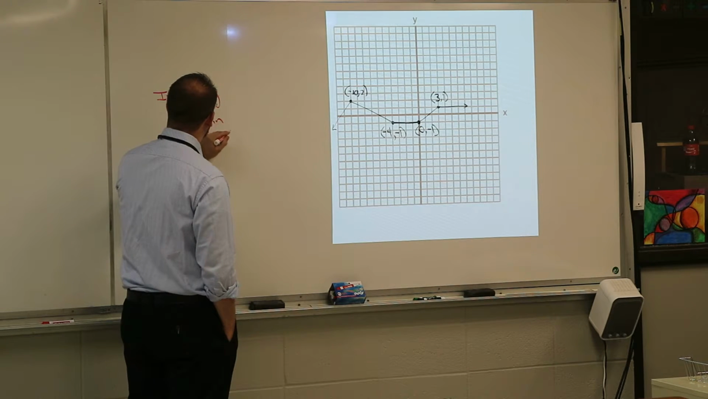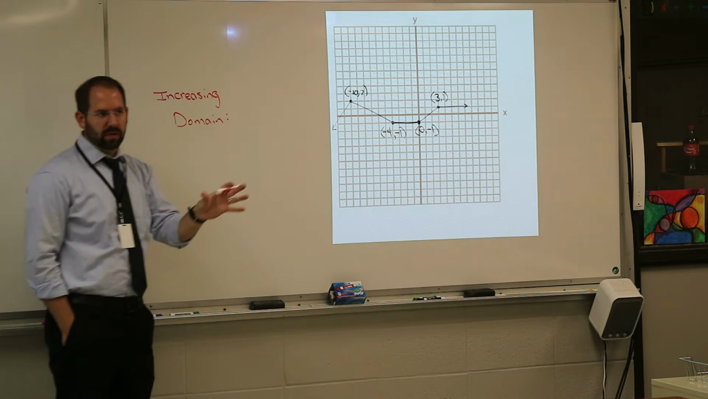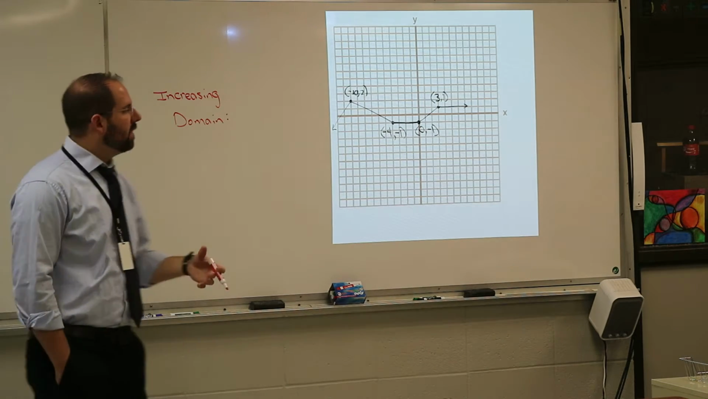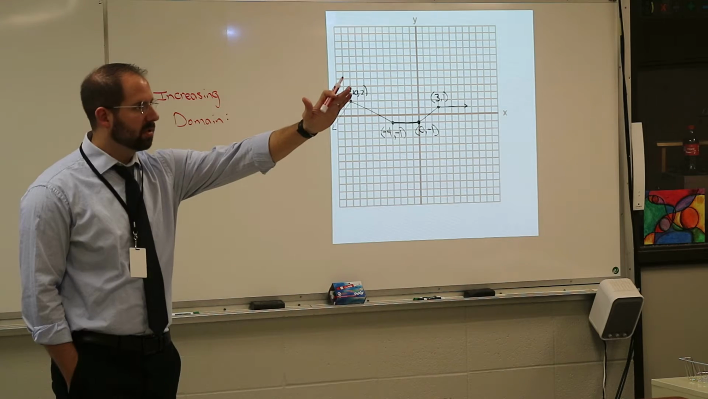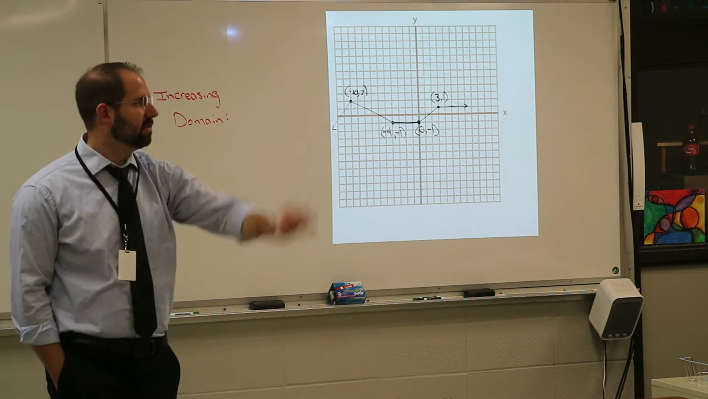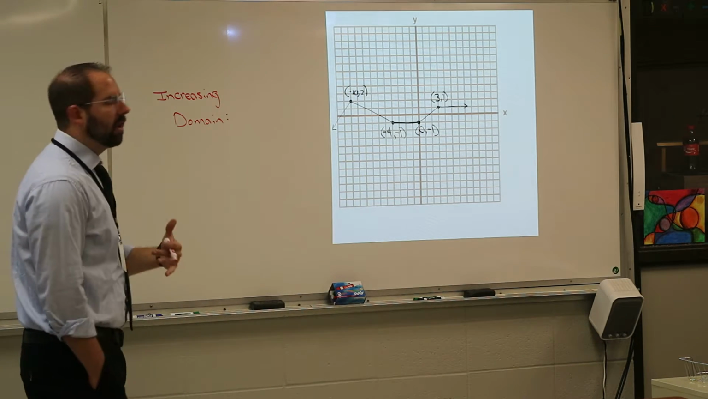Domain. So we're going to be using those brackets and parentheses and unions because do you agree that this graph is not always increasing the whole time? It's not going up to the right the whole time. It's got its peaks and valleys going up and down. So there's breaks in the graph.